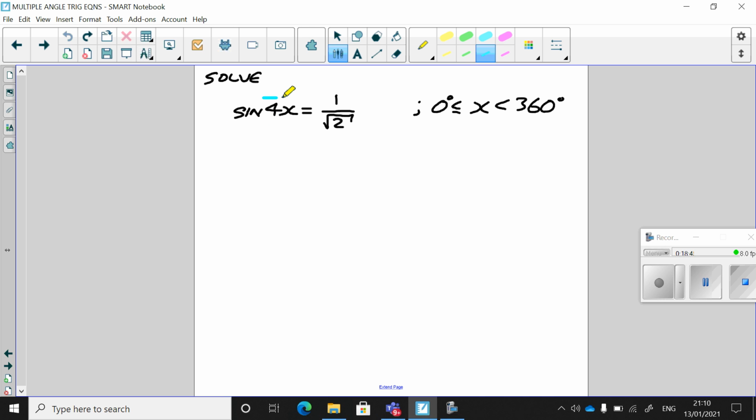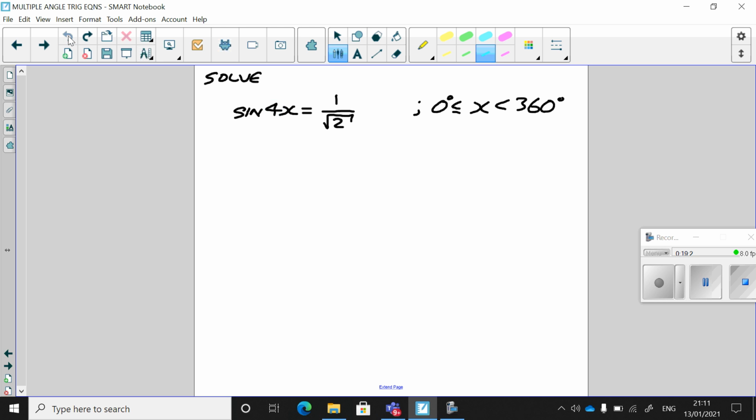Well, it's saying it's 4x, so it's going to actually be 4 times 2. So I'm going to have a maximum number of solutions of 8, unless I had 0 and 360, but we can talk about that another time. Right, so I think I'm going to have 8. I don't really want to complicate it that much.